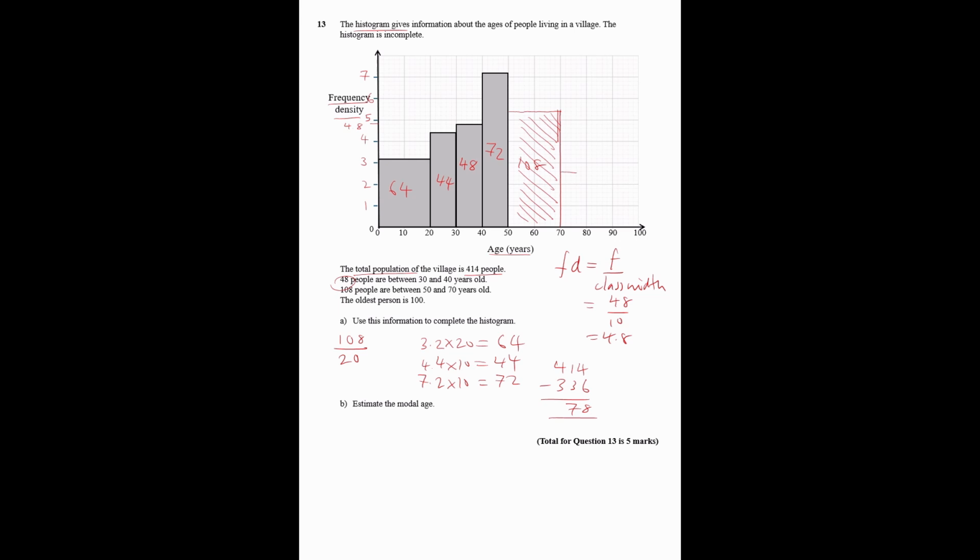Just draw this freehand, just for speed. So that is the last 78. So that's the histogram completed.